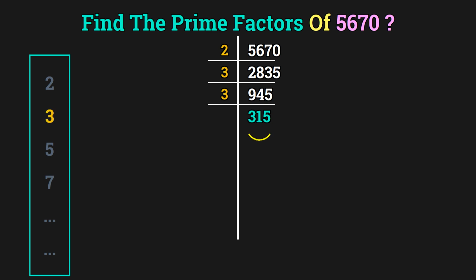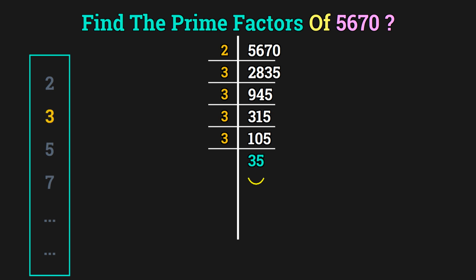Dividing 315 by 3, which equals 105. So 315 divided by 3 equals 105. Dividing 105 by 3, which equals 35. So 105 divided by 3 equals 35.